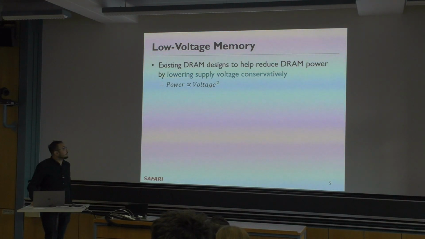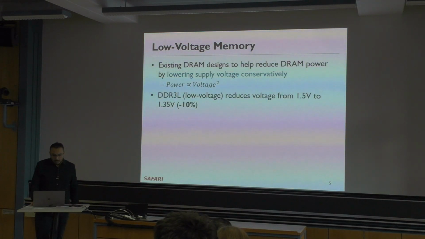So this is a relation that you probably remember from other classes. The system power consumption is proportional to the square of the voltage, so it's effective to reduce the voltage. And in current technologies, we see that DDR3L is a variation of the DDR3 standard of the memory, and it adjusts the DRAM chip in a way that it's going to work with a lower voltage level. By doing that, it's able to reduce the energy consumption of the DRAM chip.